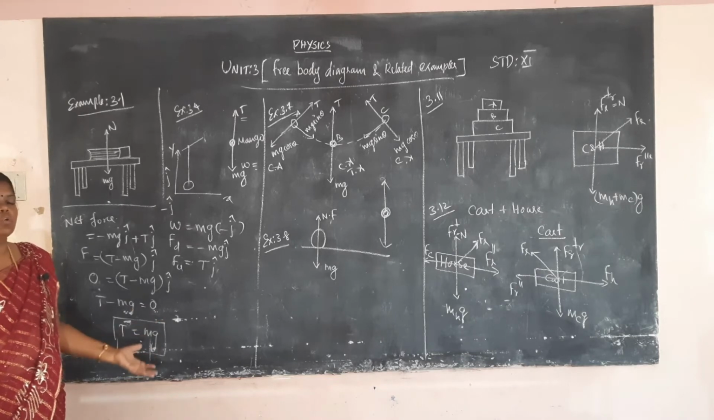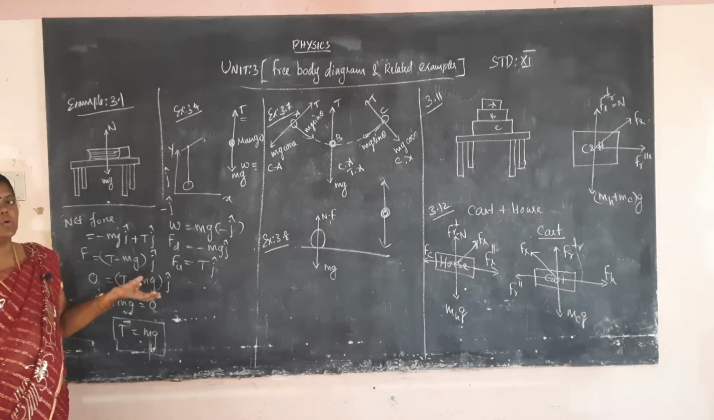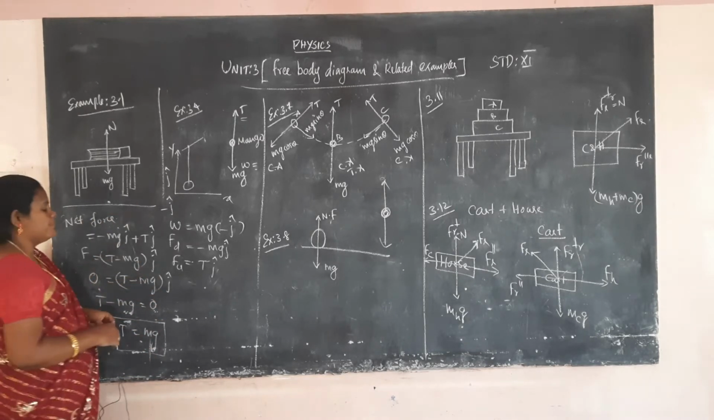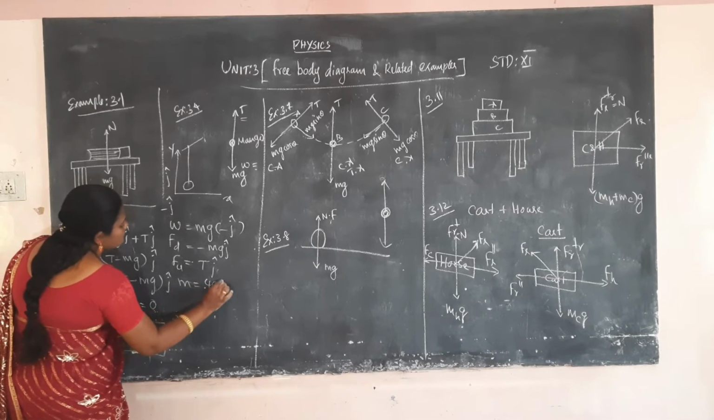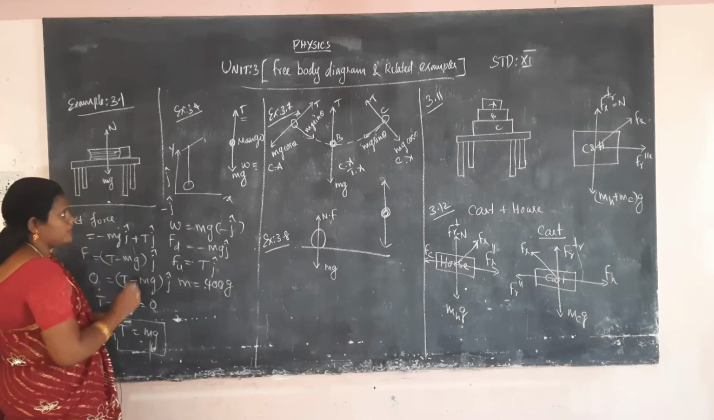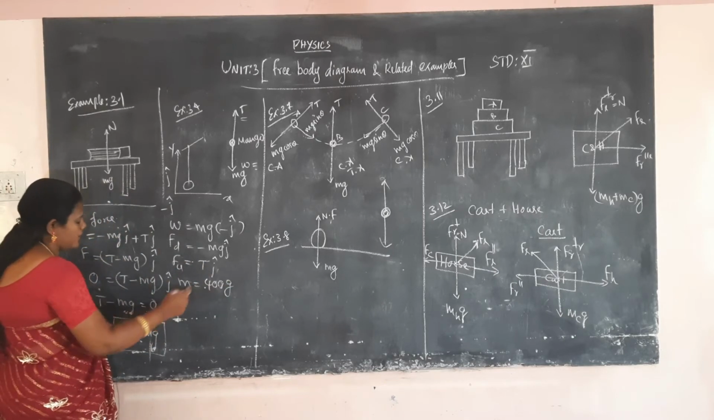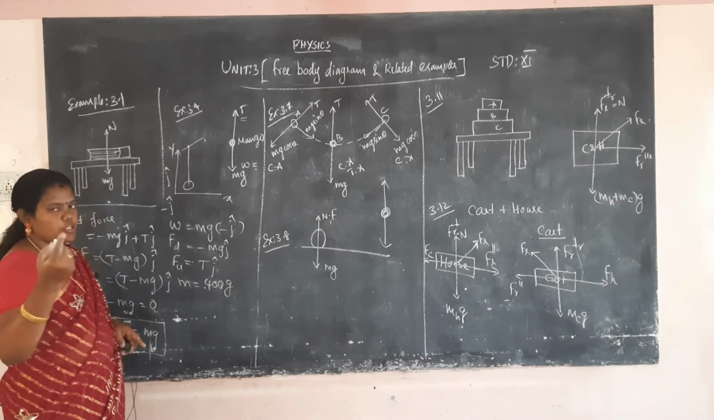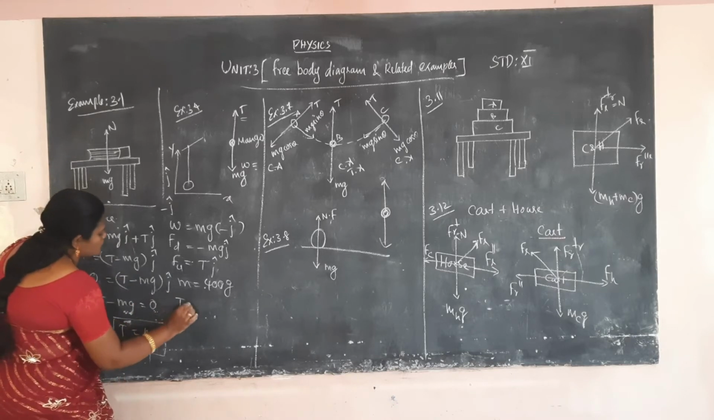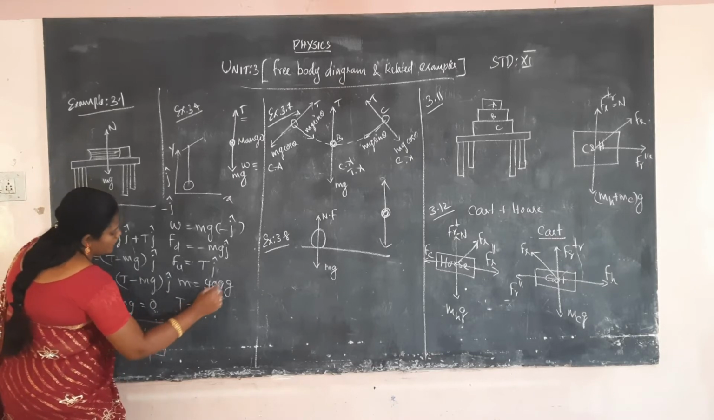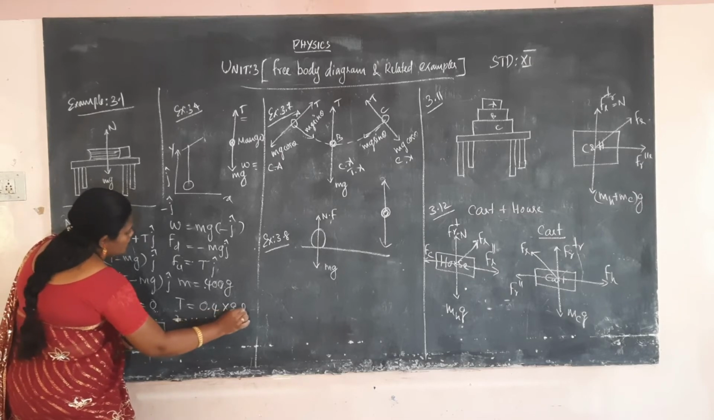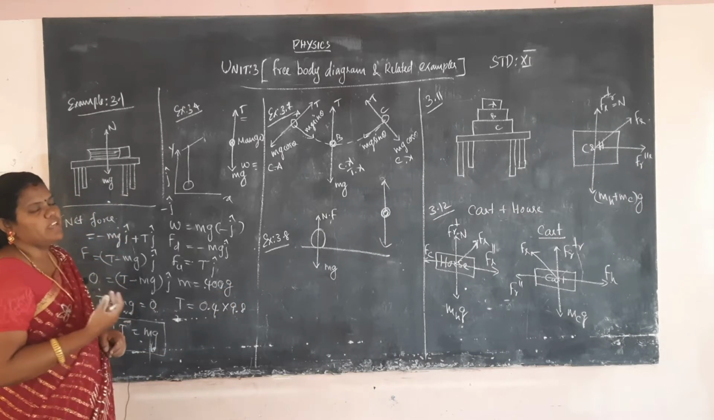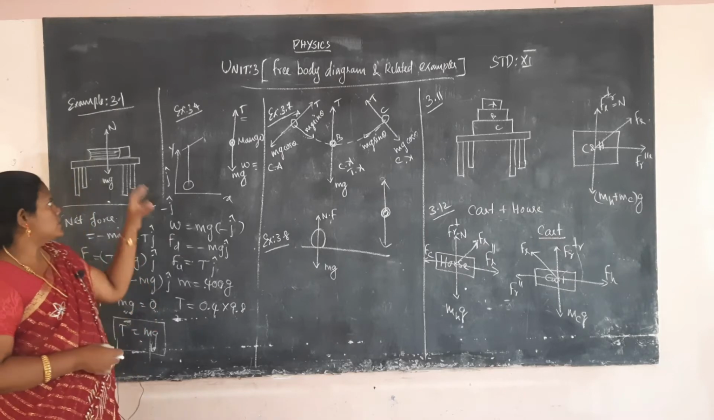Suppose we know that the mass of the mango is 400 gram. The gram will be converted into kilogram. So T is equal to m, which is 0.4 kilogram, into 9.8. 0.4 into 9.8 gives the tension. So this is the example problem.